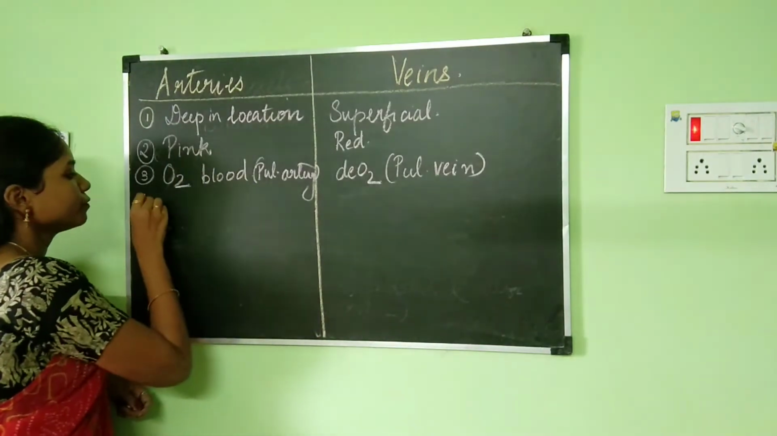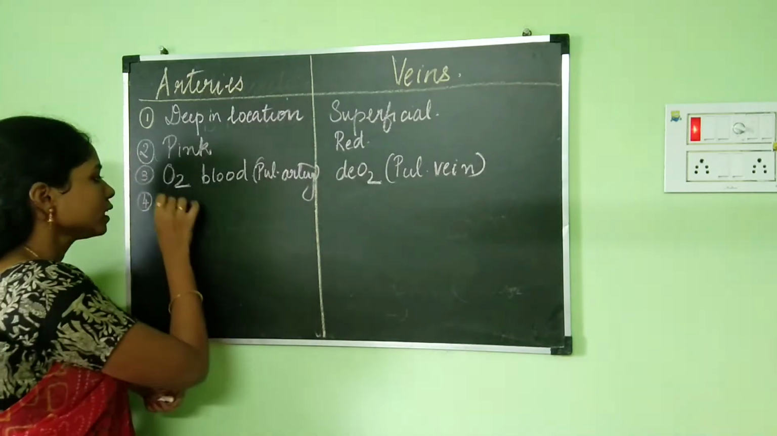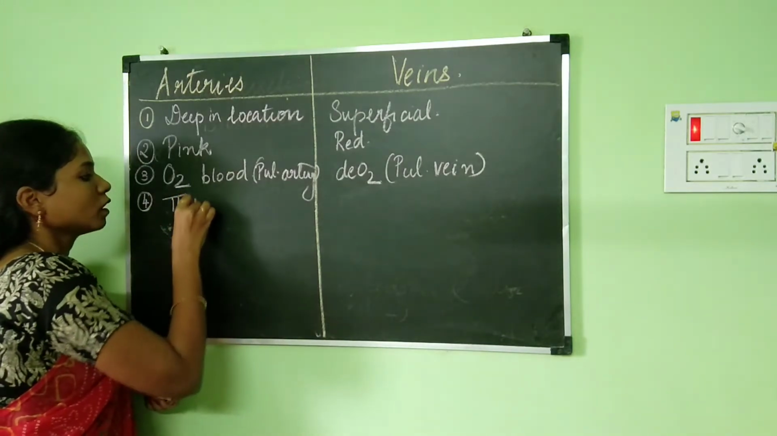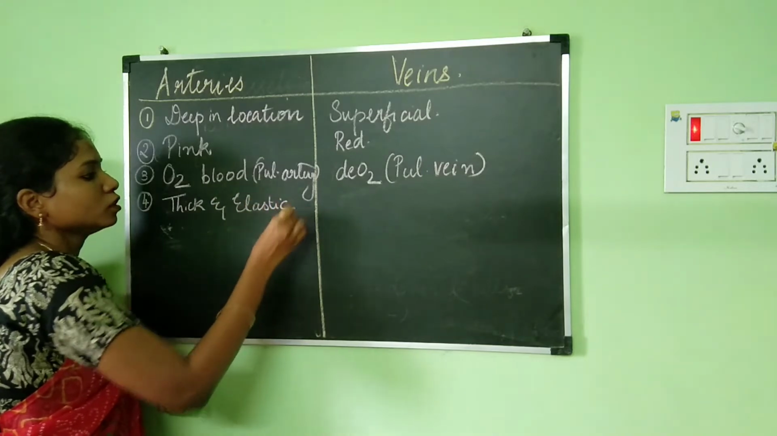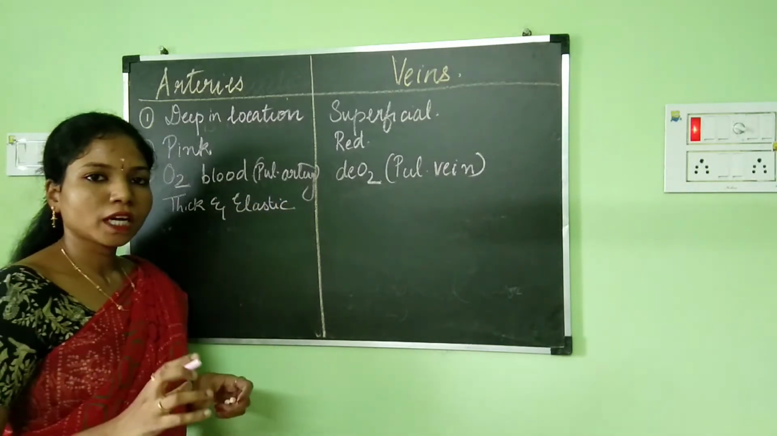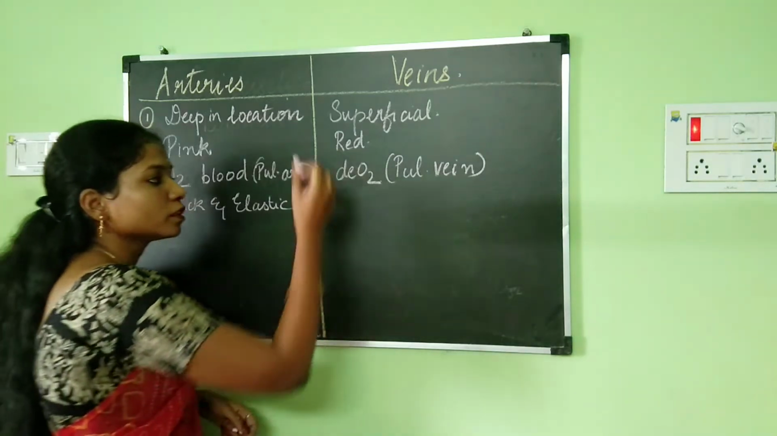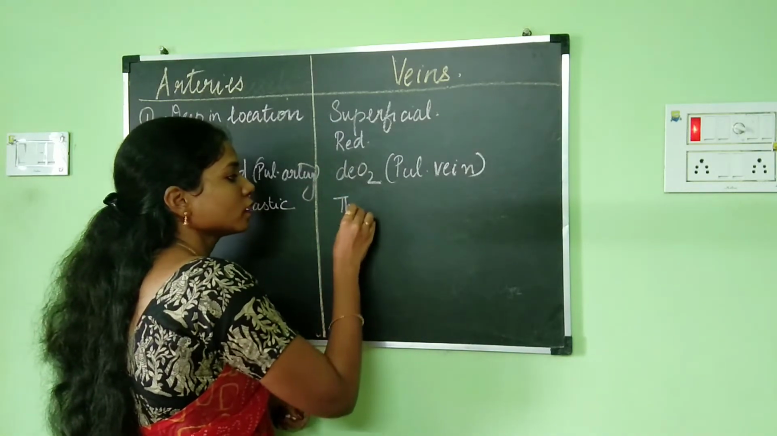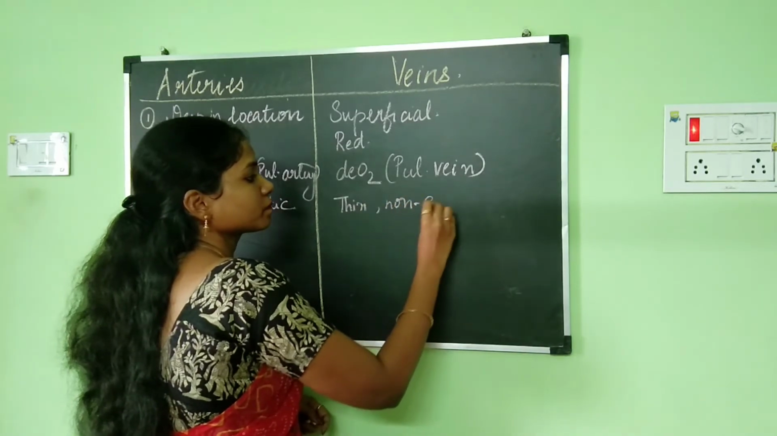So the fourth difference is arteries are thick and elastic. So when we talk about the walls, the walls of the arteries are thick and elastic. But the walls of the veins are thin and non-elastic.